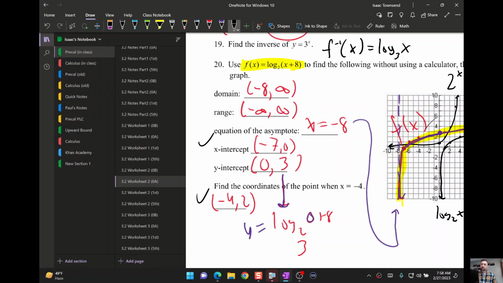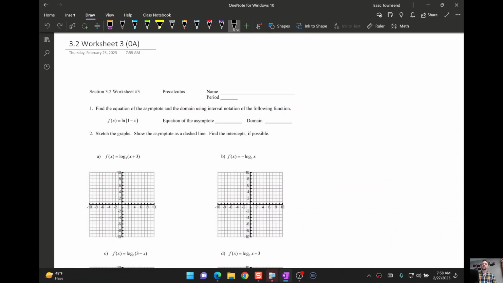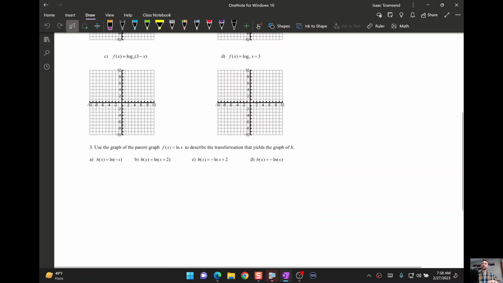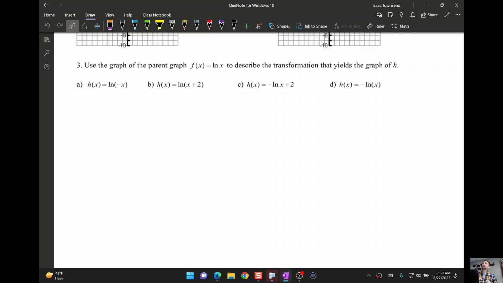Okay, let's move on to worksheet 3, last thing I've got for you today. So some similar stuff, but also a couple of the harder things that we had talked about in the notes. And I actually like to do this one backwards. I think it makes sense to start with question 3, then go up to question 2, and then finish with question 1.